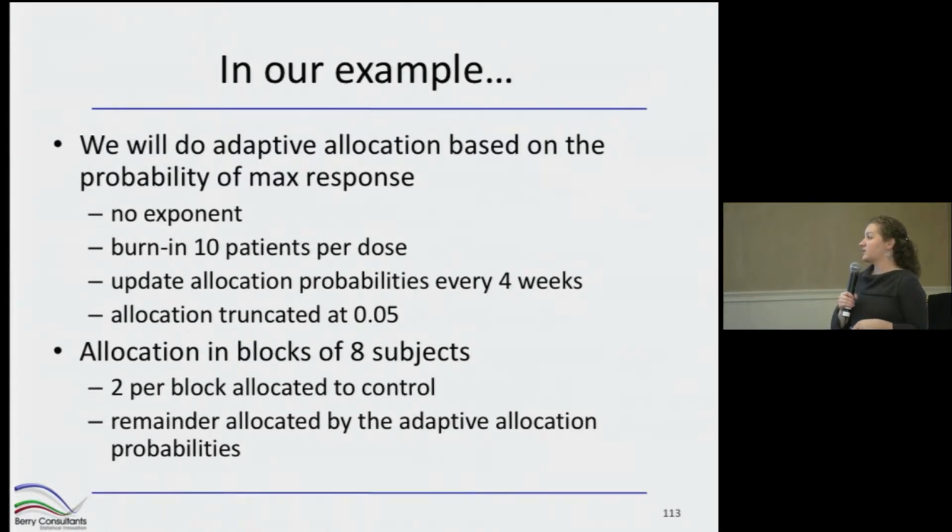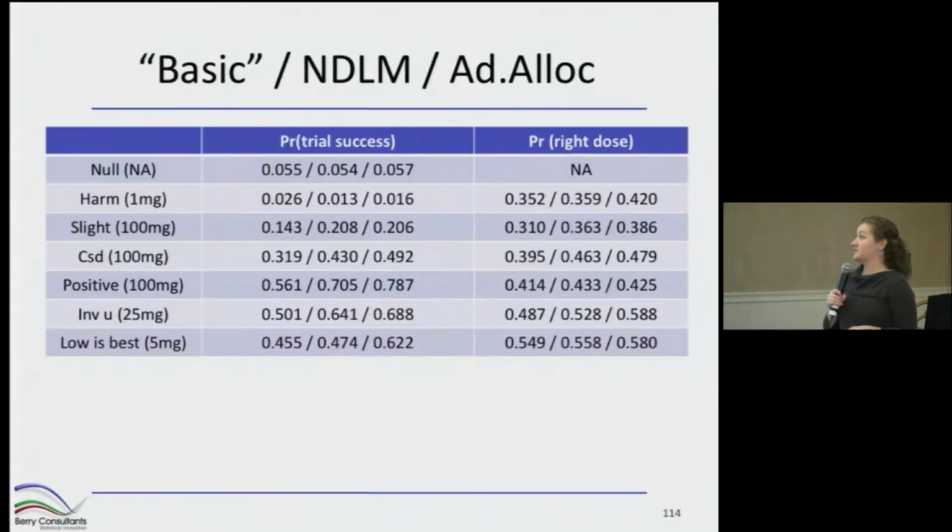For example, we don't want to just put the control arm in with the adaptive randomization and say, well, if the control arm starts to perform poorly, we allocate away from it. If we start to allocate away from control, it hinders our ability to make comparisons to the control at the end of the trial, and that hurts our power. So here we're going to fix the allocation to the control arm. Two out of every 8 subjects are going to be allocated to the control arm, and the remainder of the subjects in the block will be allocated adaptively.